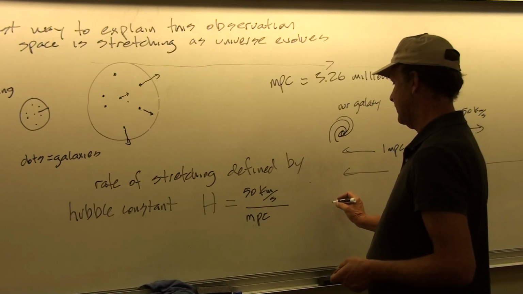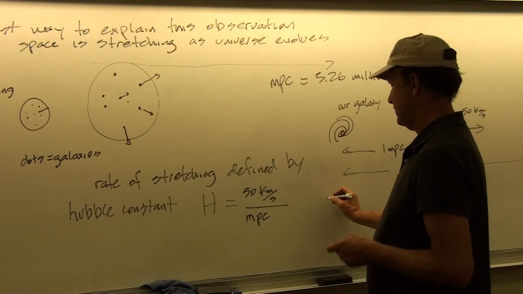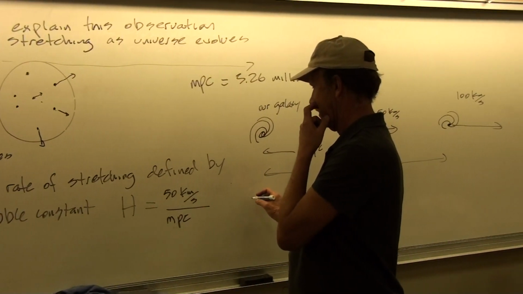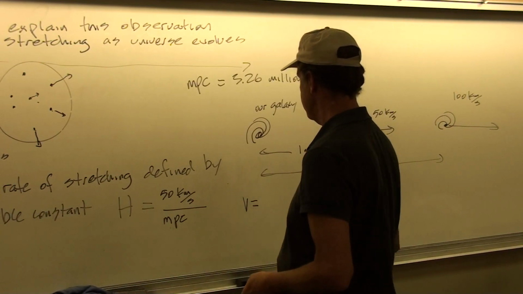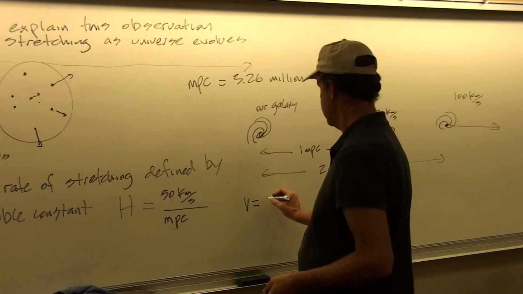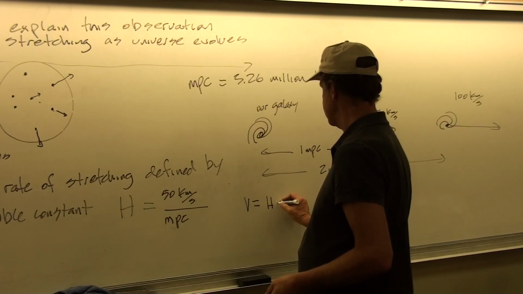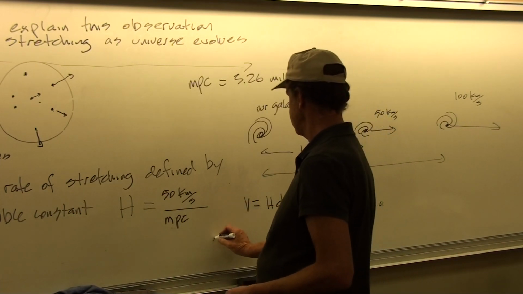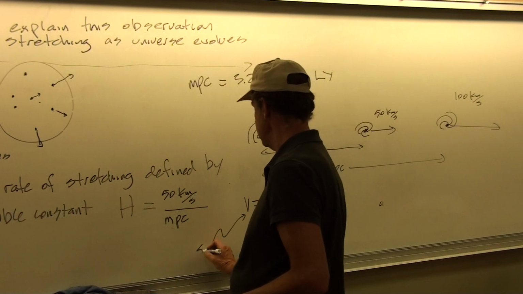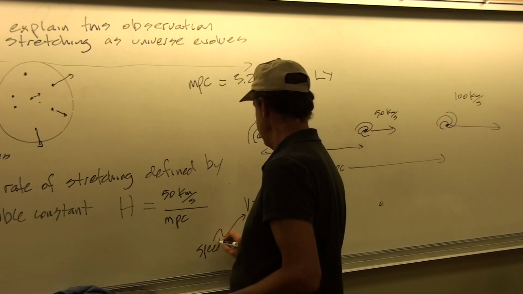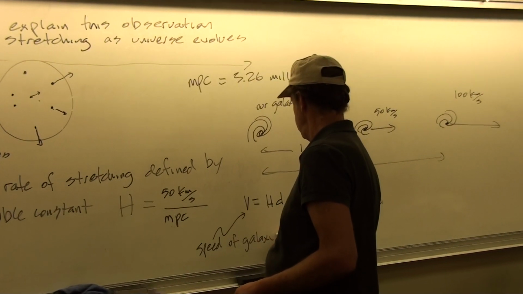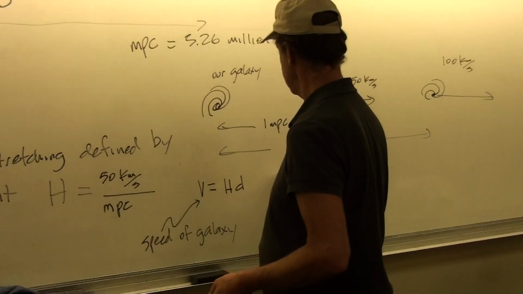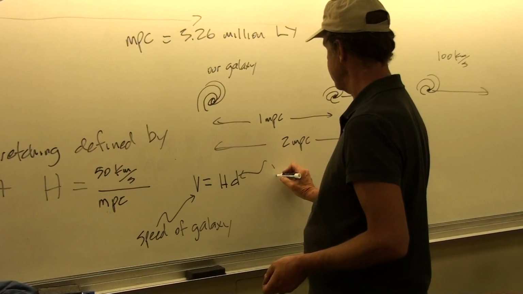We can say that the velocity of the galaxy away from us is equal to the Hubble constant times the distance. Okay, so this is how fast the galaxy is moving away from us. This is the Hubble constant, and this is the distance in megaparsecs.